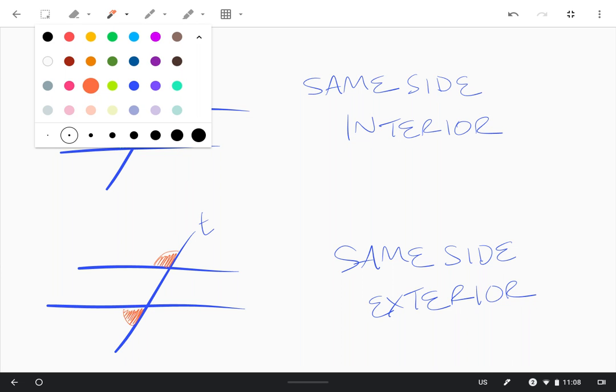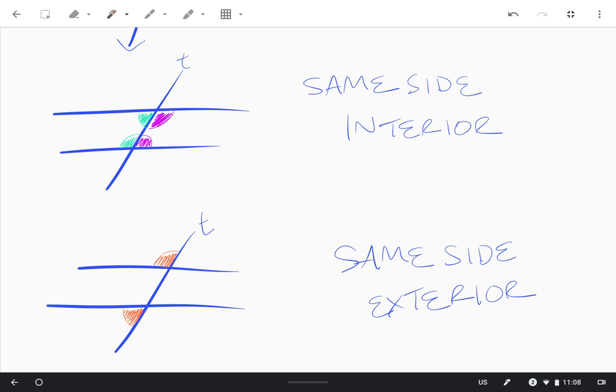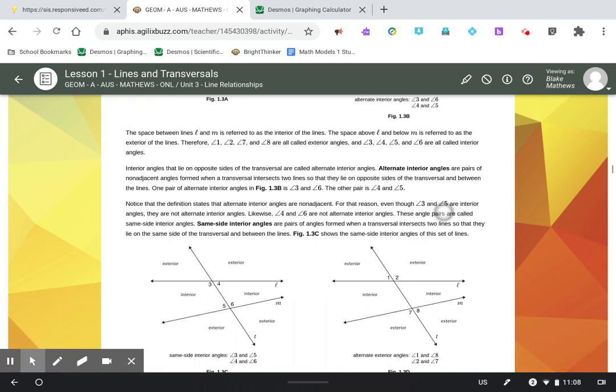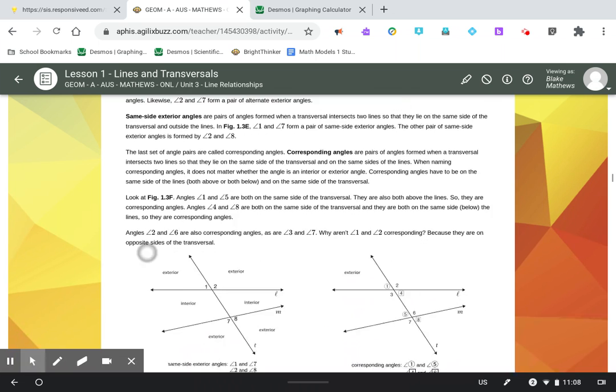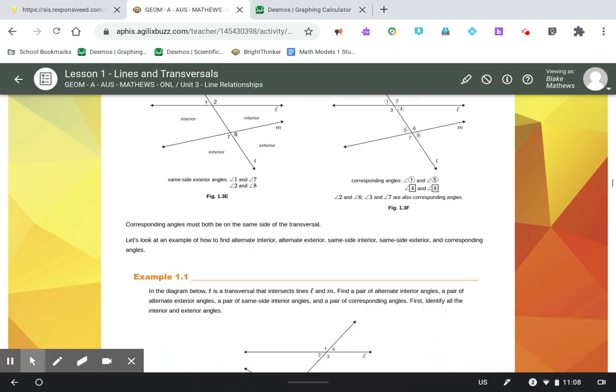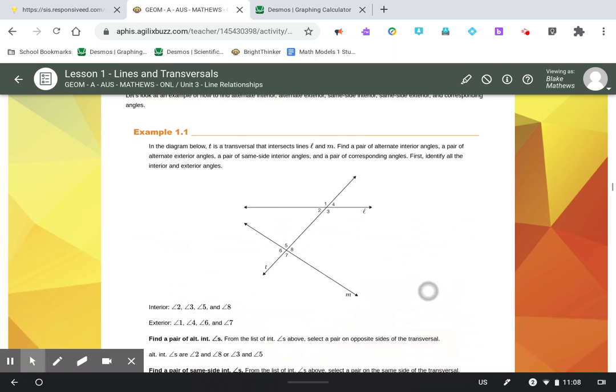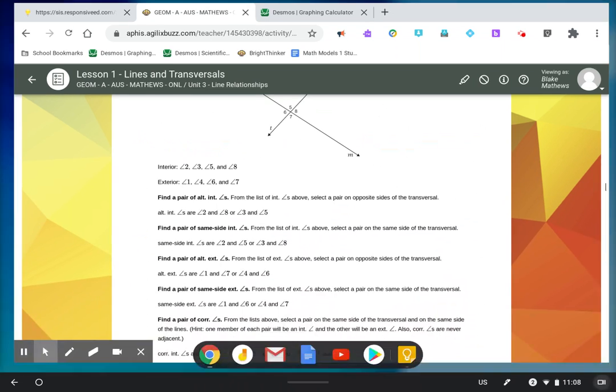And so then my other pair to go with that is going to be this angle and this angle. All right. So that's kind of what they're walking us through here. They walk through the same exact information I'm going through right now. But then there's one other one we need to talk about, and that is corresponding.